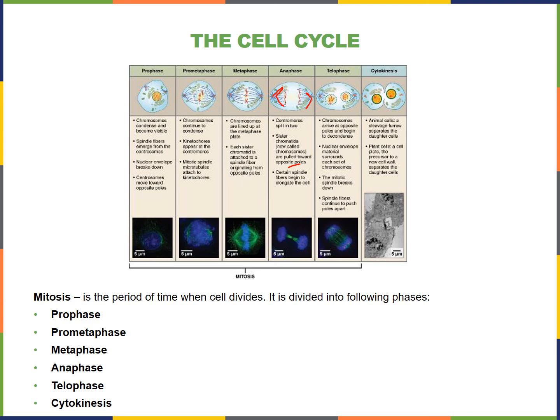The mitotic spindle breaks apart, the spindle that used to hold or attract the chromosomes toward the pole breaks down. And finally, in cytokinesis, in animal cells a cleavage furrow starts building a wall between the two cells, separating the daughter cells. In plant cells, a cell plate forms, the precursor to new cell walls. So in the plant cell there is a cell wall. Actually, in the animal cell, there is the cell membrane.